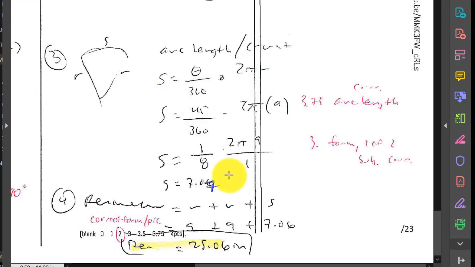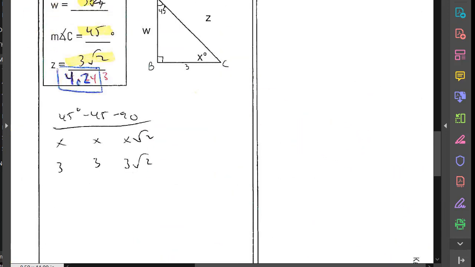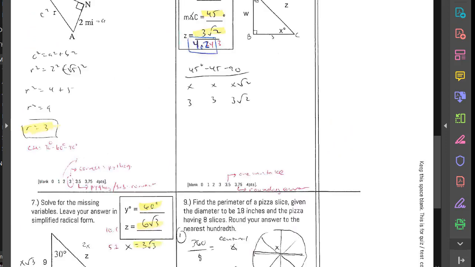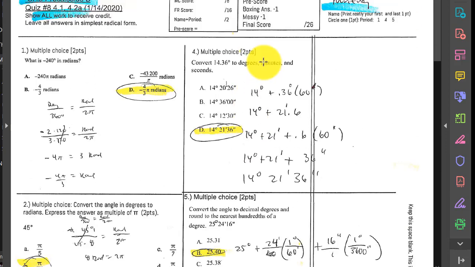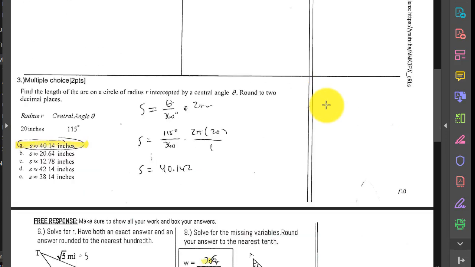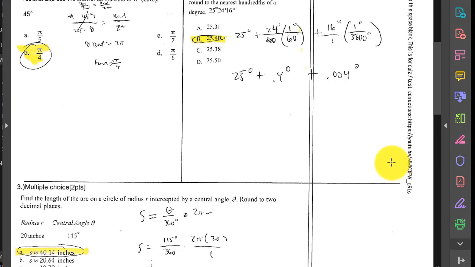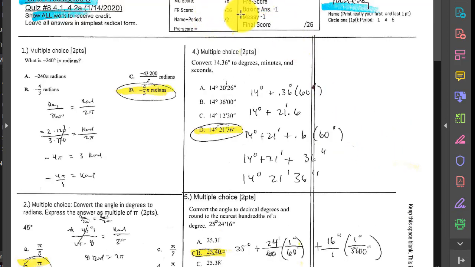All right, so the backside was worth 16. I believe it was just 4 points each, so that's 16. And then 16 plus 10 on the front. 16 multiple choice was 10, and then name and period is 2, so this is out of 28.